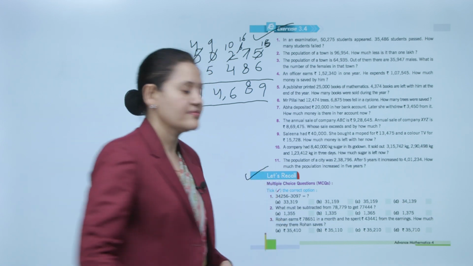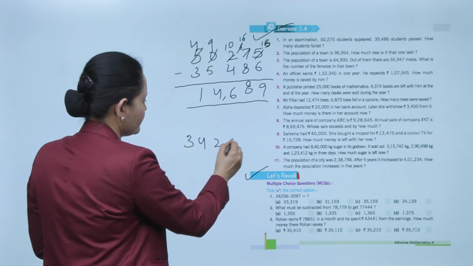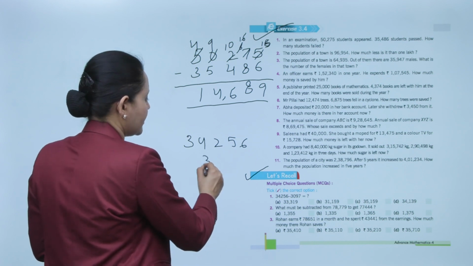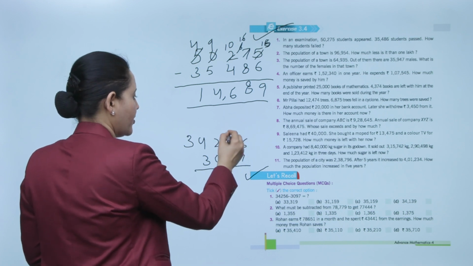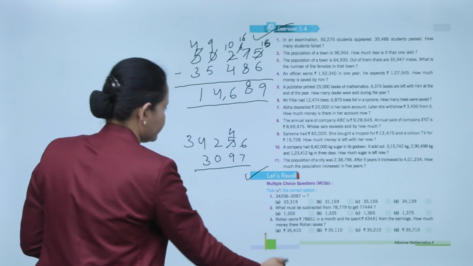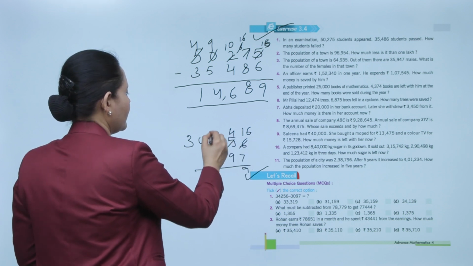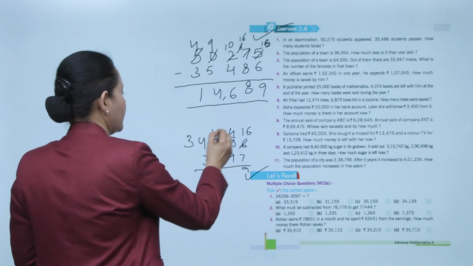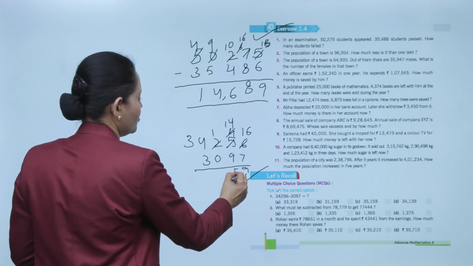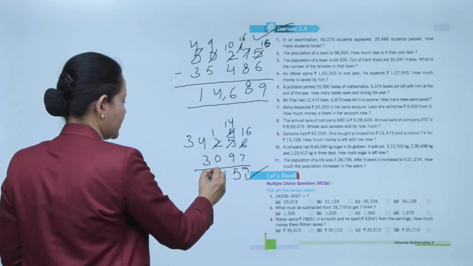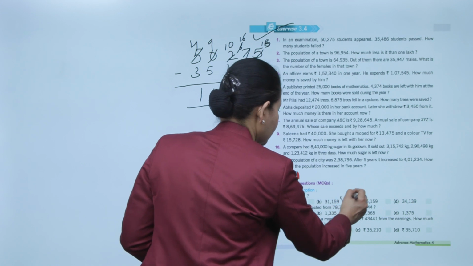Next is let's recall. Multiple choice questions. Choose the correct option. So here we have to subtract 3097 from it. We'll borrow and it becomes 16. 16 minus 7 is 9. Again we'll borrow, it becomes 14, because we have borrowed 1 ten from here, that is equal to 5. 1 and 4 minus 3 is 1 and 3. So 31,159 means B is the correct option.